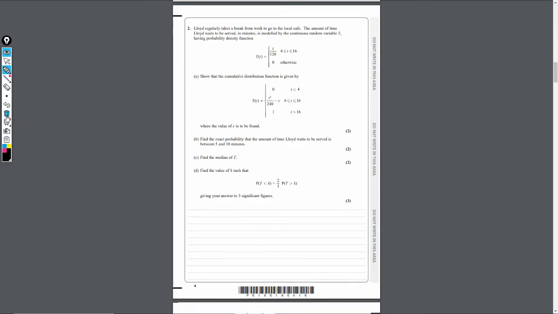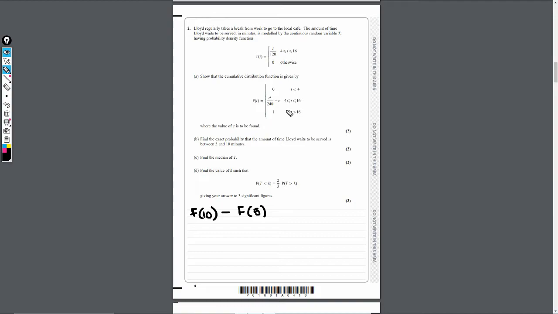For part B, it just asks us to find the exact probability that the amount of time Lloyd waits to be served is between 5 and 10 minutes. Remember, to get your probabilities, your exact probability, we use the CDF. Because we're going between a range, between 5 and 10 minutes, we do the bigger one, F of 10 minus F of 5, and that gives us our probability. So all you've got to do is plug 10 into our cumulative distribution function, then plug 5 in, subtract them, and you've got your answer.